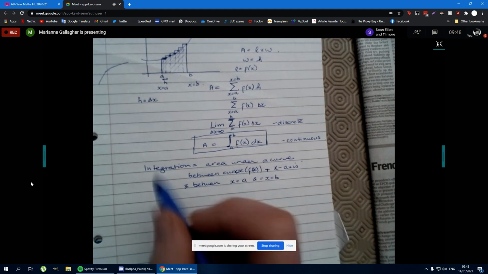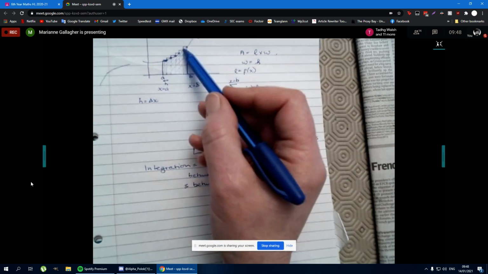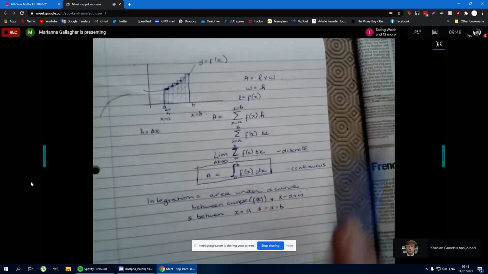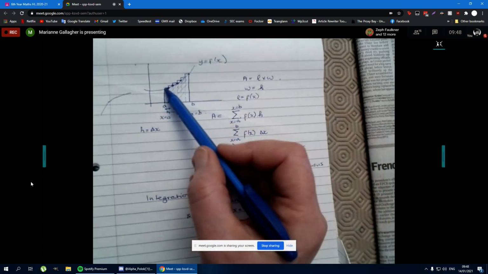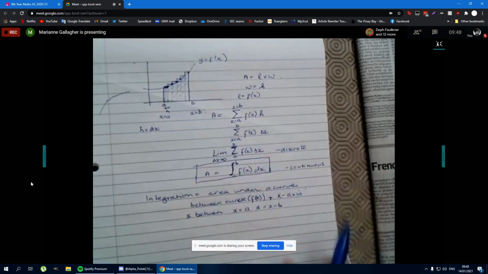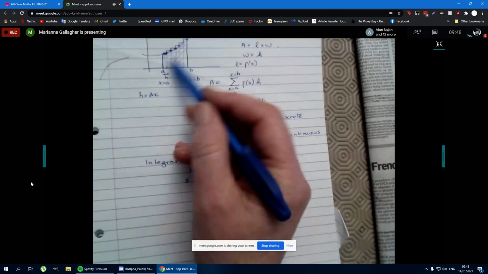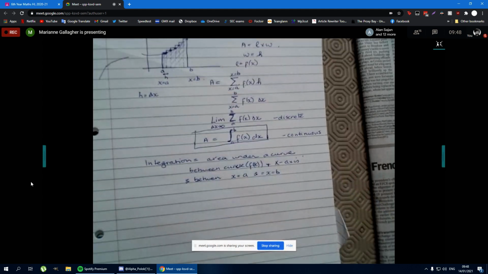So it's enclosed in those four functions, if you like. First one is f of x, second one is the x-axis, and then you're going from a to b. So that encloses an area, and if we want to find the area, we integrate.